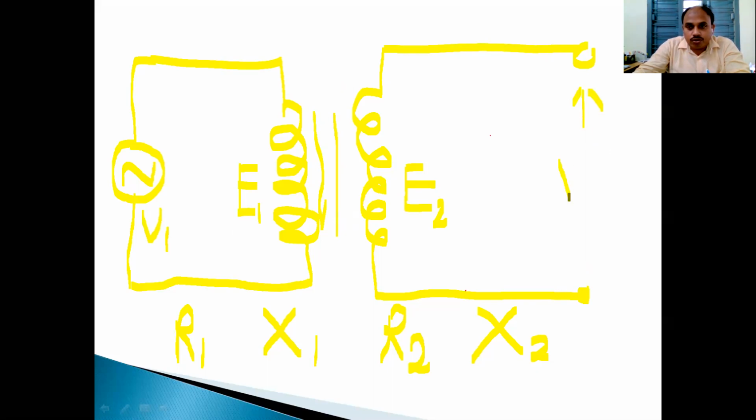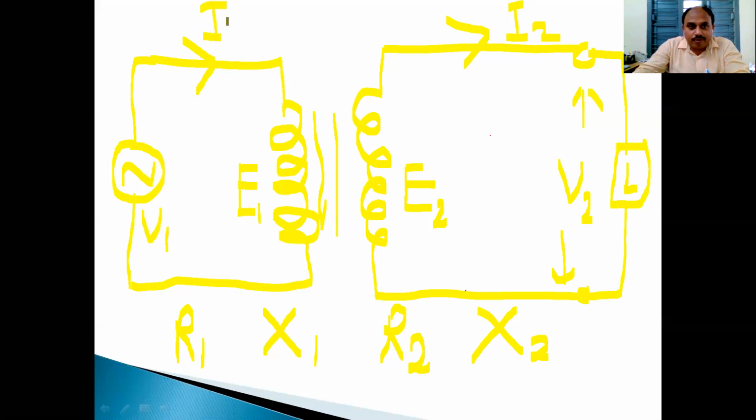So this is the V2 value, E2, V2. Secondary current: if a load is applied on the secondary side, the electrical load, then secondary current will exist. That means if the load is connected, secondary current will flow. That current is represented with I2. The primary current is represented with I1.